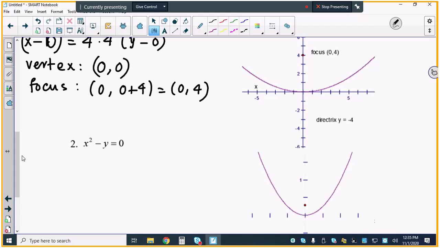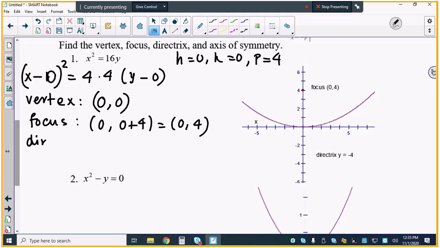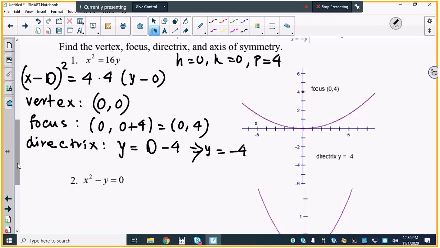Then I'm going to think about the directrix of this parabola. And remember, in this type of parabola that is symmetric about the vertical axis, the directrix is the line that is parallel to the x-axis, and the directrix is given by y equal to k minus p. Your k is 0, p is 4, so this is y equal to negative 4. That's the directrix. The final information is the axis of symmetry.